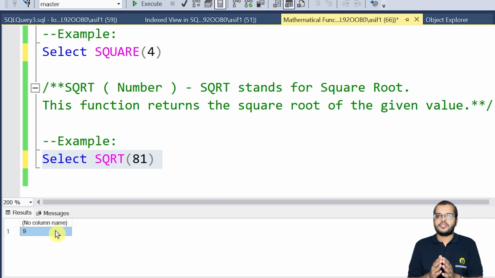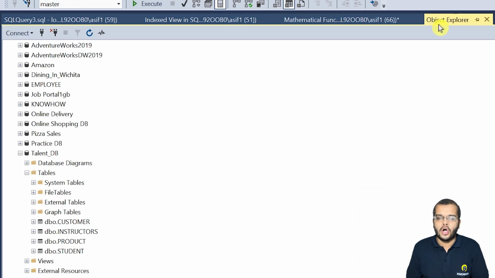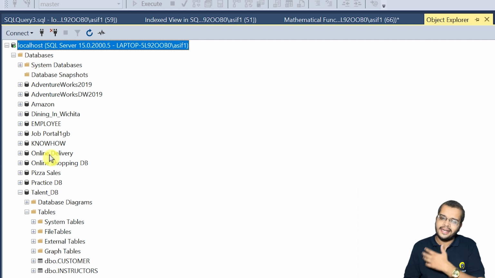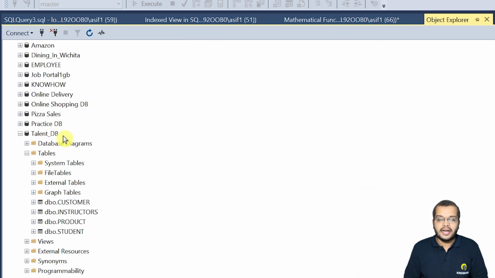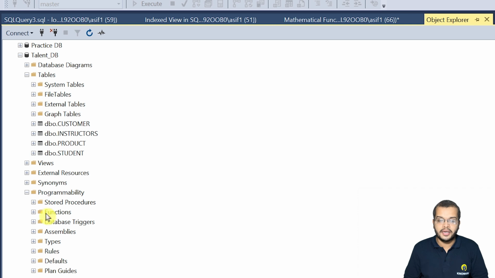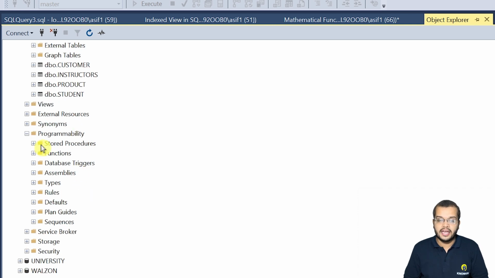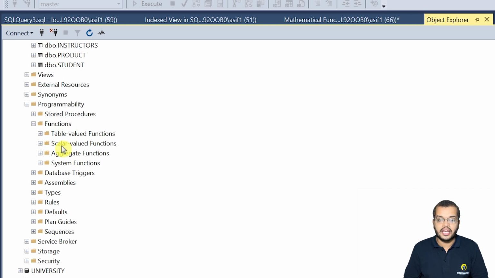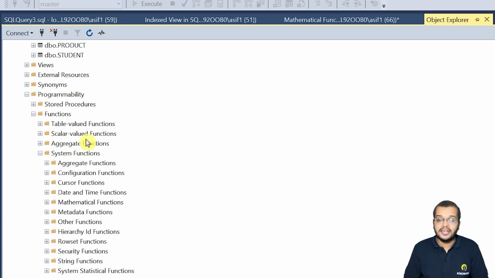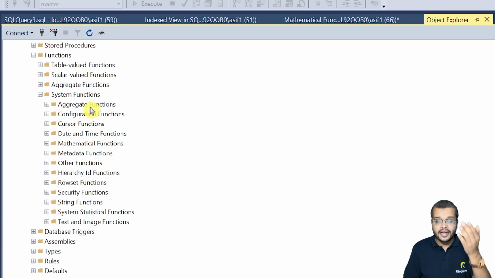So my dear viewers, these are the different mathematical functions we have in SQL Server. I would like to show you that SQL Server by default has a lot of mathematical functions which we might not be aware of. Let me guide you. Go to the Object Explorer and choose any database you like. Under it we have Programmability, under Programmability we have Functions, and under Functions we have System Functions. Under System Functions, as you can see, we have aggregate functions, date and time functions, and mathematical functions.